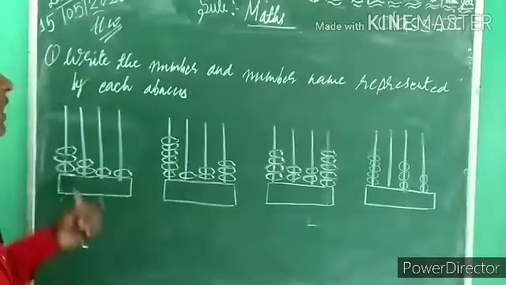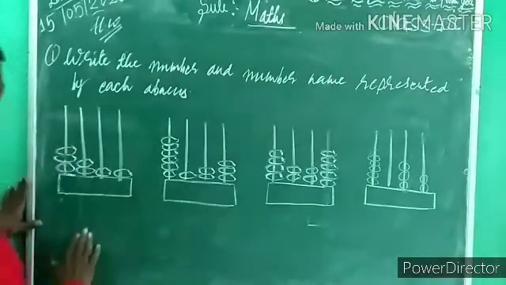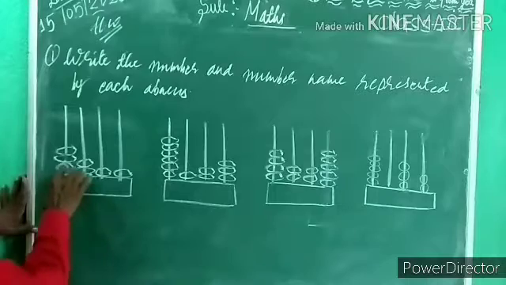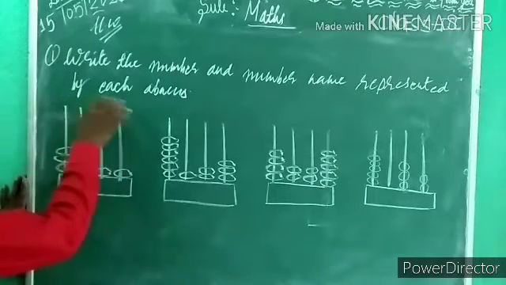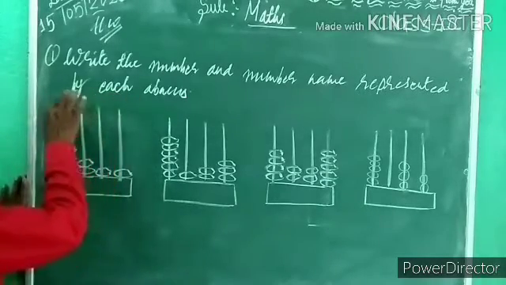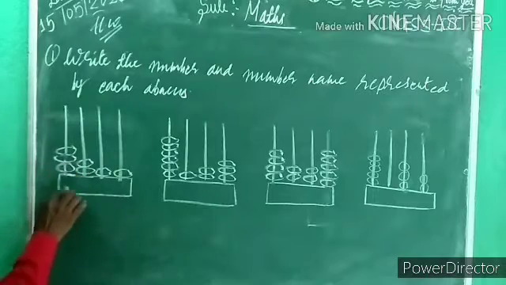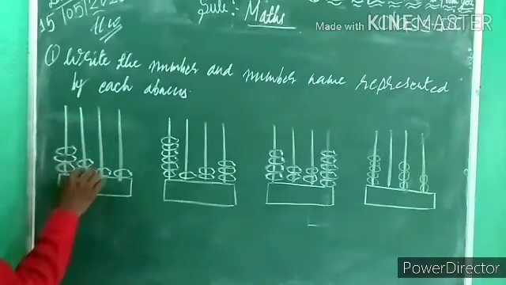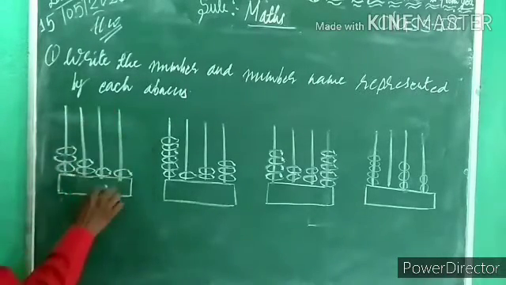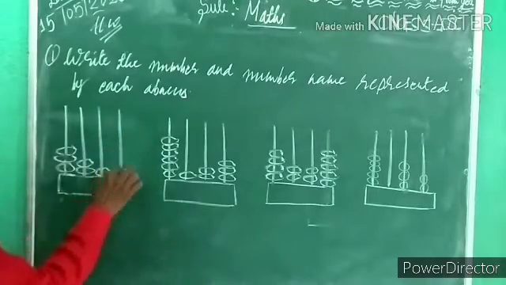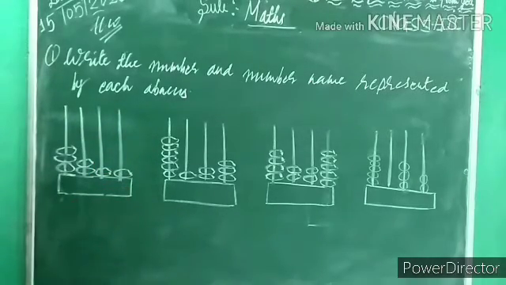Write the number and number name represented by each abacus. You have to write here the number as well as the number name. How many ones, tens, hundreds, thousands? In thousands, 3, so write here 3. In hundreds, 2 beads are there. In tens, and in ones, 1. So write that number name also.